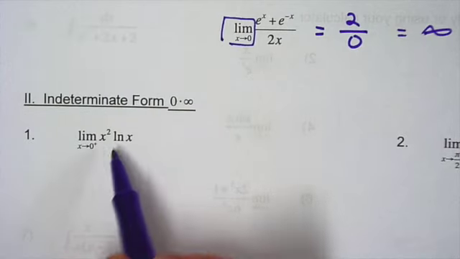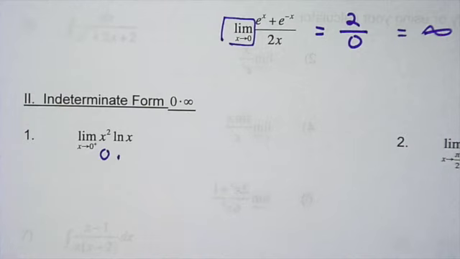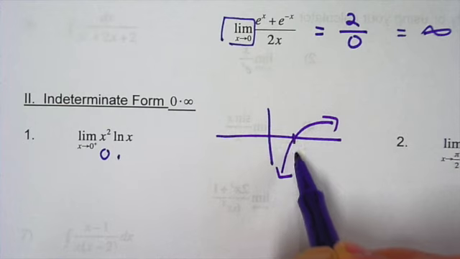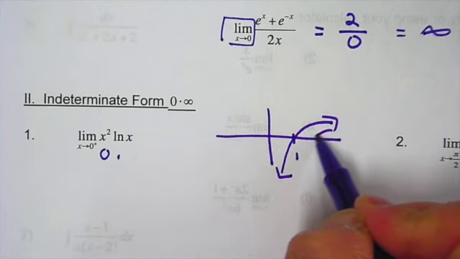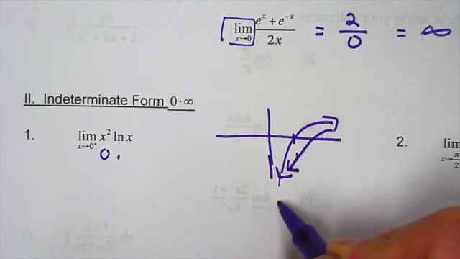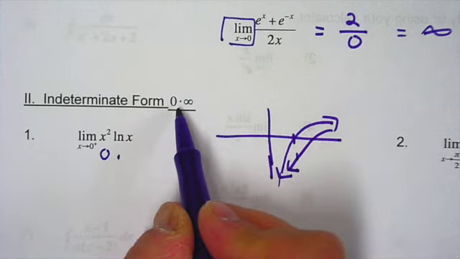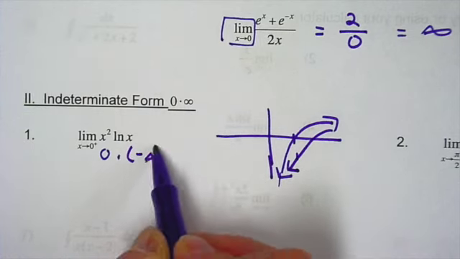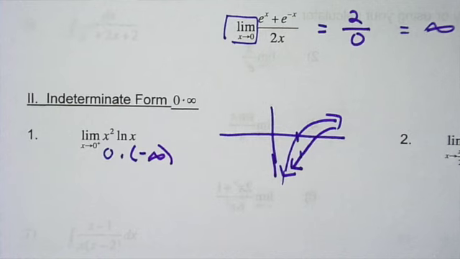So if I plug in 0, notice I get 0 times natural log of 0. Think about your log graph. This is your log graph. This is 1. As you approach 0 from the right-hand side, notice the log graph is going to negative infinity. So this could be 0 times infinity or negative infinity. So this is really 0 times negative infinity, which is an indeterminate form.